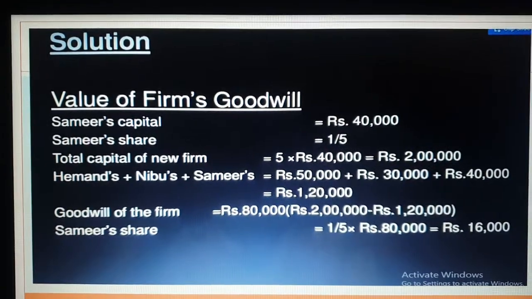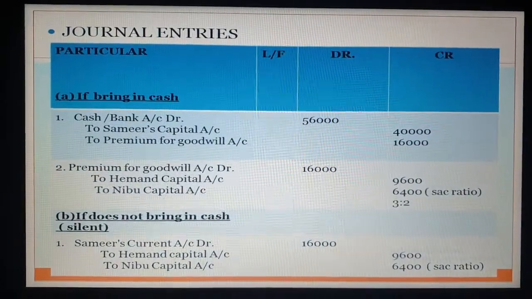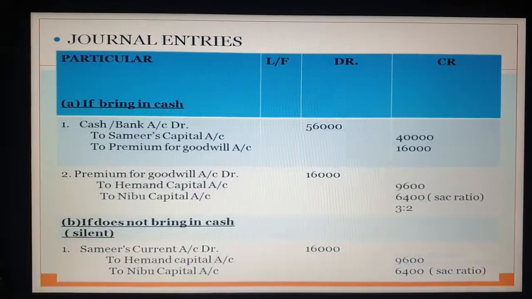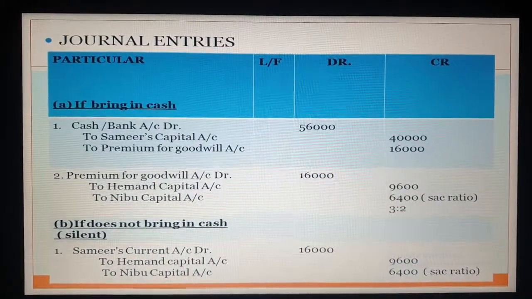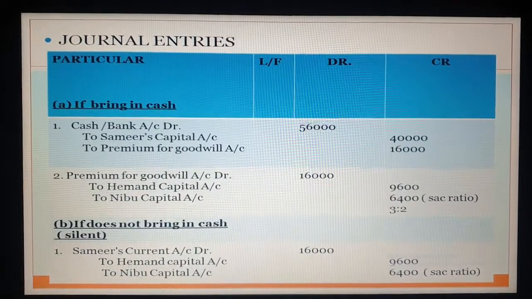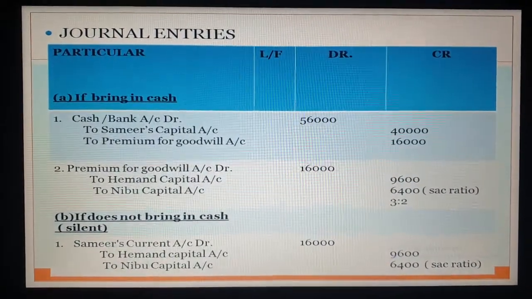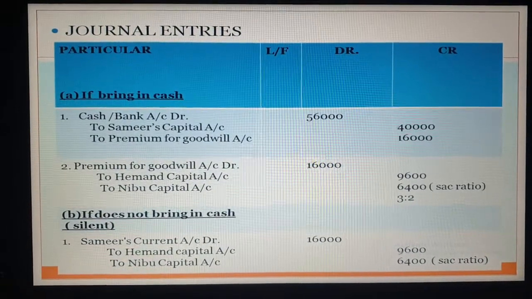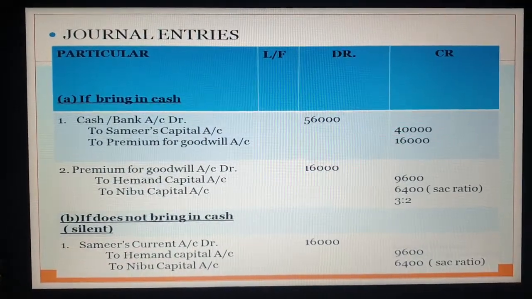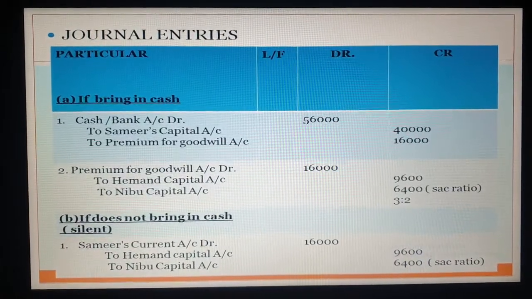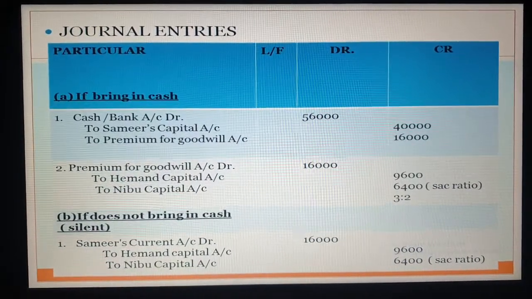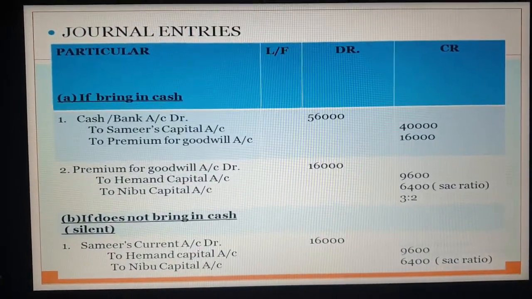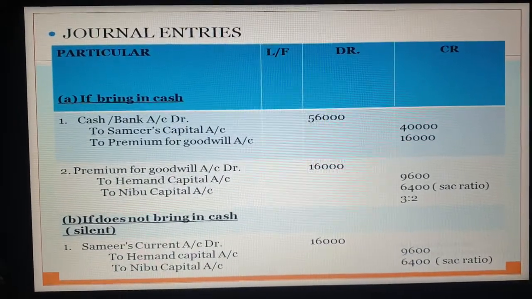Now come to the part of journal entries. In journal entries I took both the cases: if the goodwill is brought by the new partner in cash, or if he does not bring it in cash. Earlier I told you if he brings in cash then you have to pass two journal entries. First to bring in goodwill, and second distribution of goodwill to old partners in sacrifice ratio. So what is your first entry? Cash and bank account debit to Sameer's capital account and premium for goodwill account.